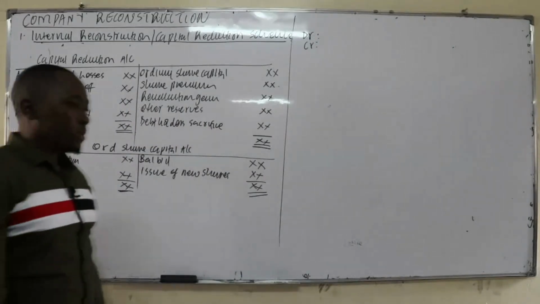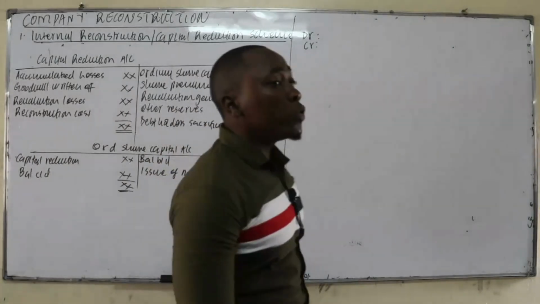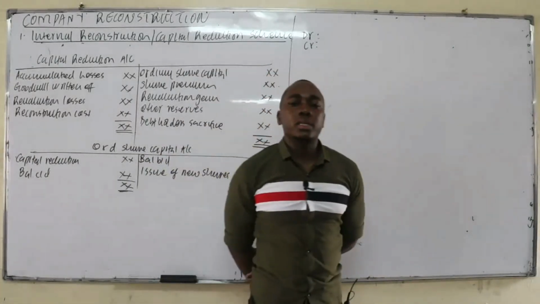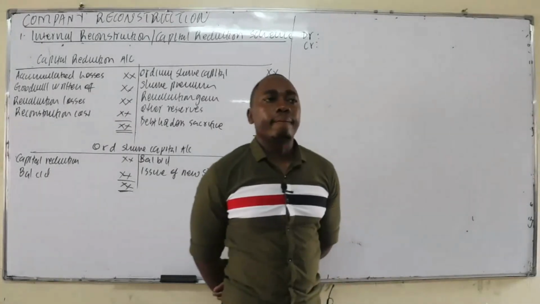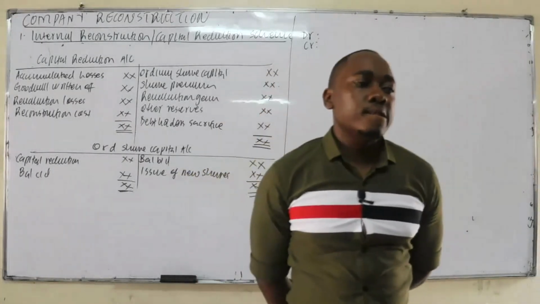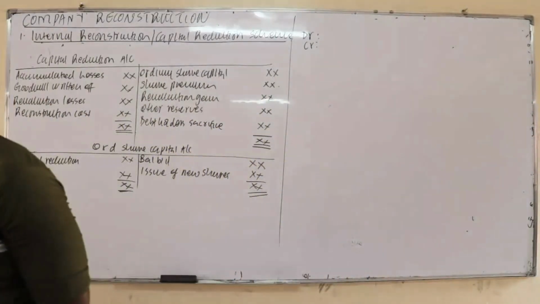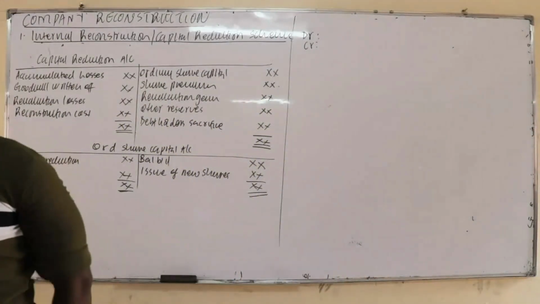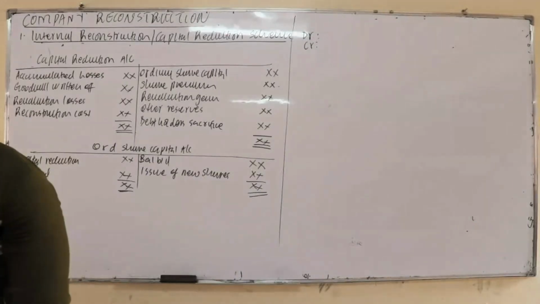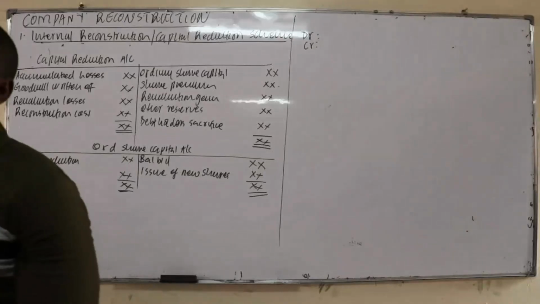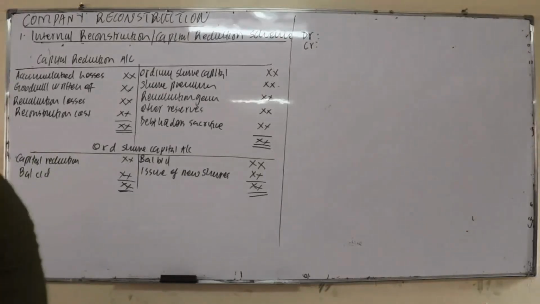Number two, goodwill written off. So what do you debit? You debit capital reduction account. You credit goodwill account.